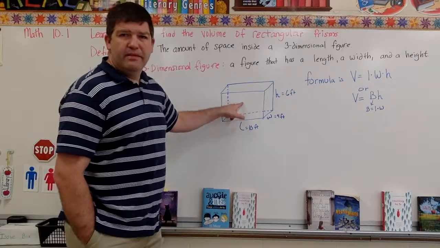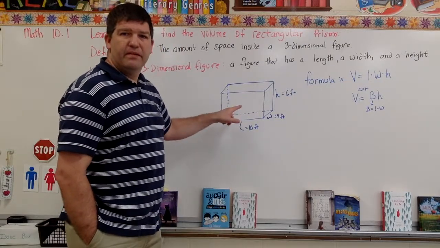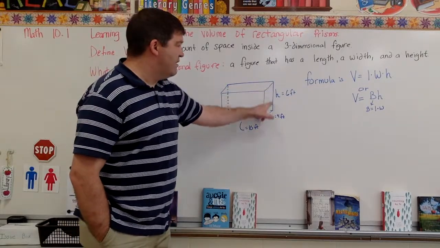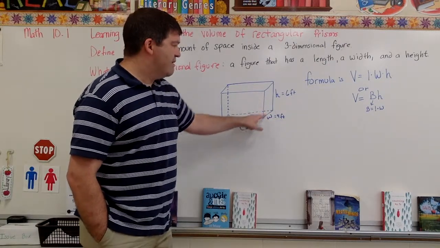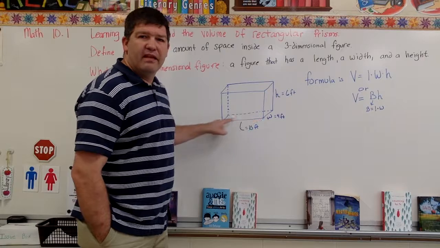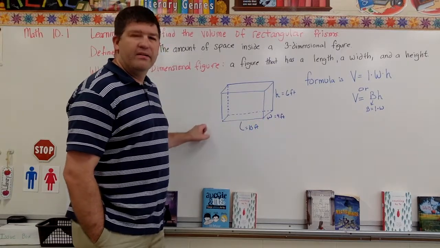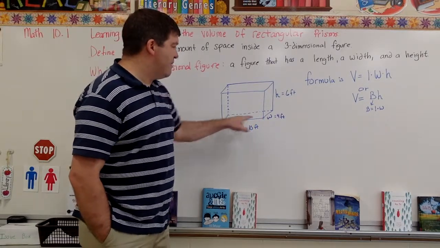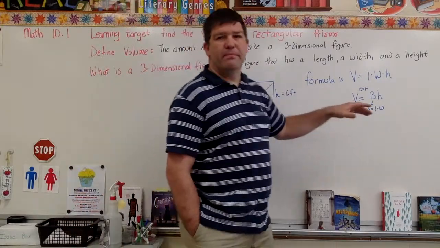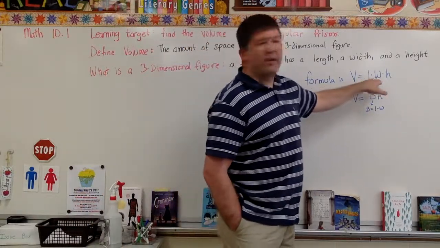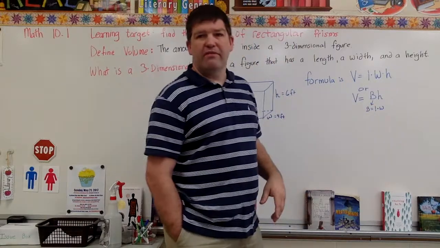So I have a three-dimensional figure here. It's a prism. It's a rectangular prism. I know it because it has a height here. This is the height. It has a width. That's my width. And it has a length. This is my length right here. So it has 10 feet by 4 feet by 6 feet. Now the formula is pretty simple. It's length times width times height. And then you'll get your volume.